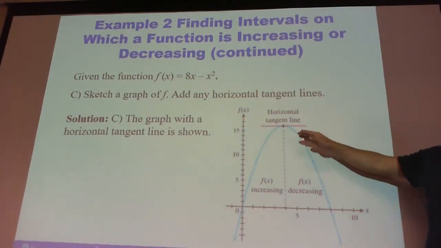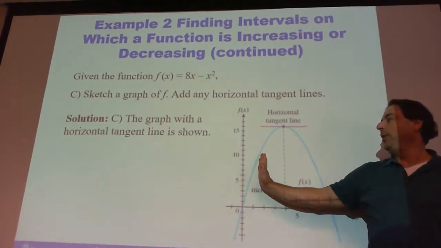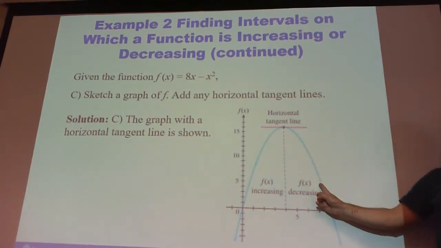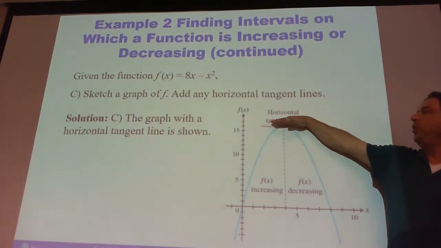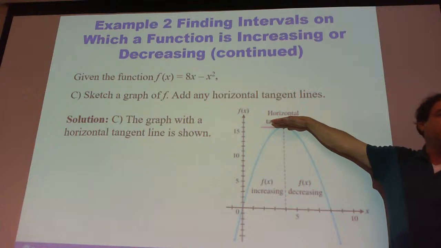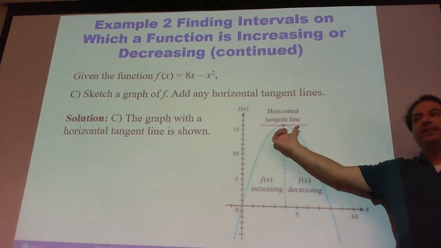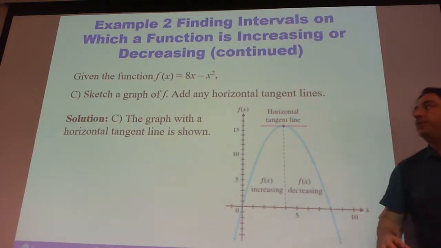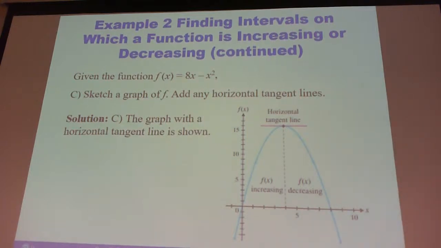Now, why is that important? Remember slope? Going upward, slope is positive. Going downward, slope is negative. What's the slope of a horizontal line? 0. That's when it's not going up. That's when it's not going down. Okay? So, bottom line, how do you find that 4? Then you can talk about what happens before and after.